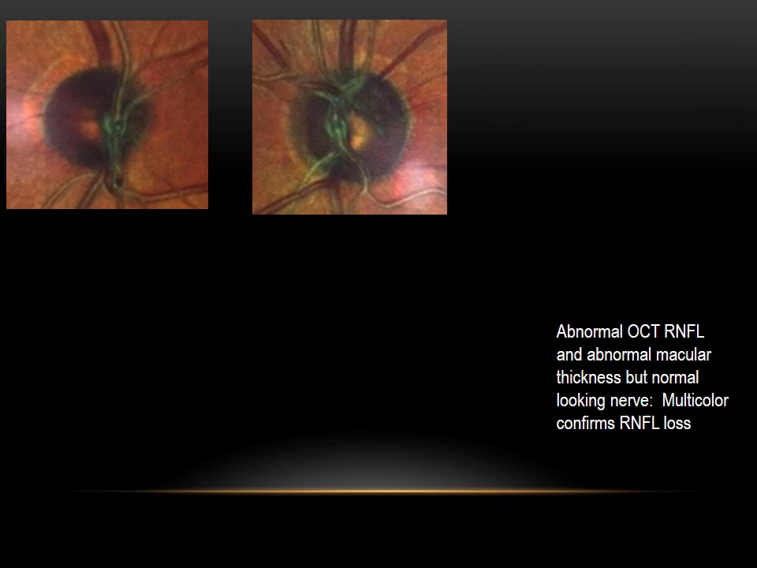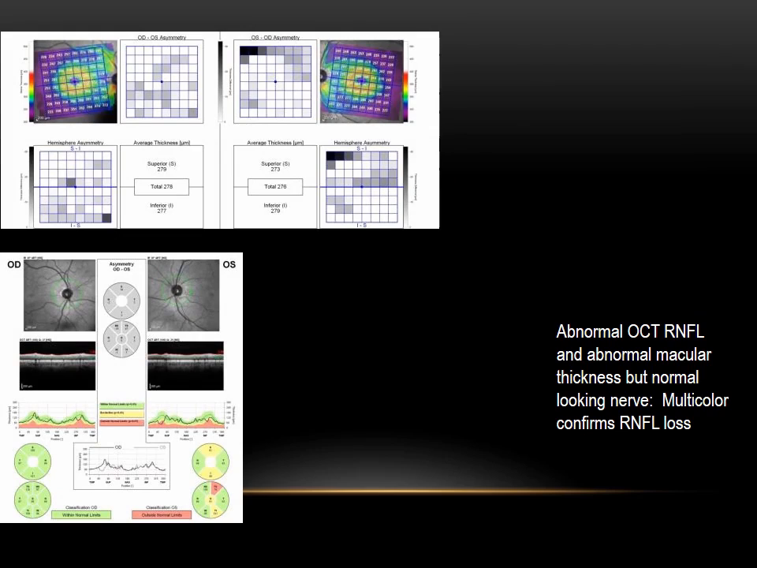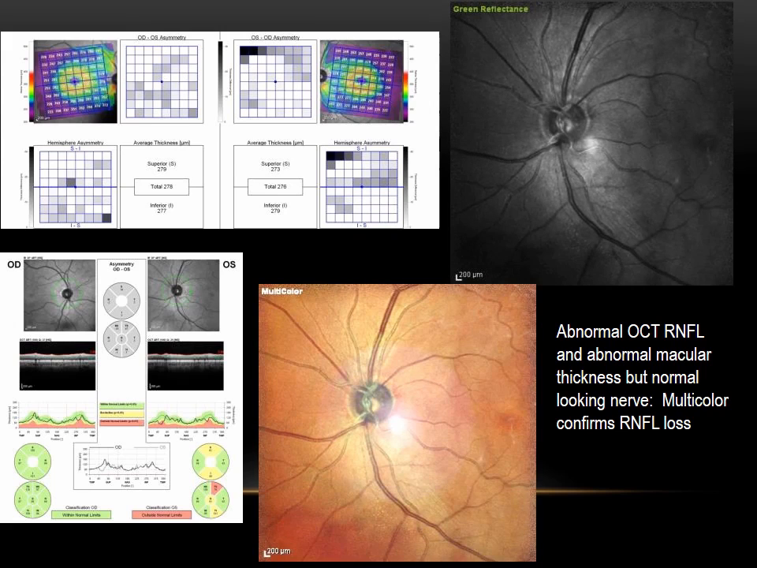This is a case example of an abnormal OCT nerve fiber layer thickness and abnormal macular thickness, but a normal appearing optic nerve, a cup to disc in the right eye being only 0.2 and in the left eye being a 0.3. But the multicolor confirms for us that this loss that we are seeing in the OCT in the superotemporal quadrant of the nerve fiber layer and on the macular thickness maps is present superotemporally on the green reflectance as well as on the multicolor imaging.